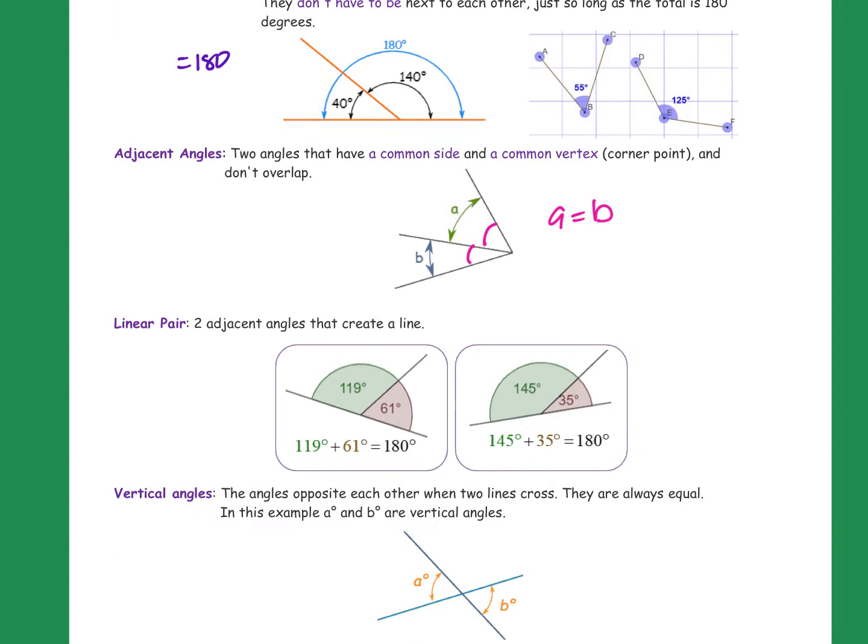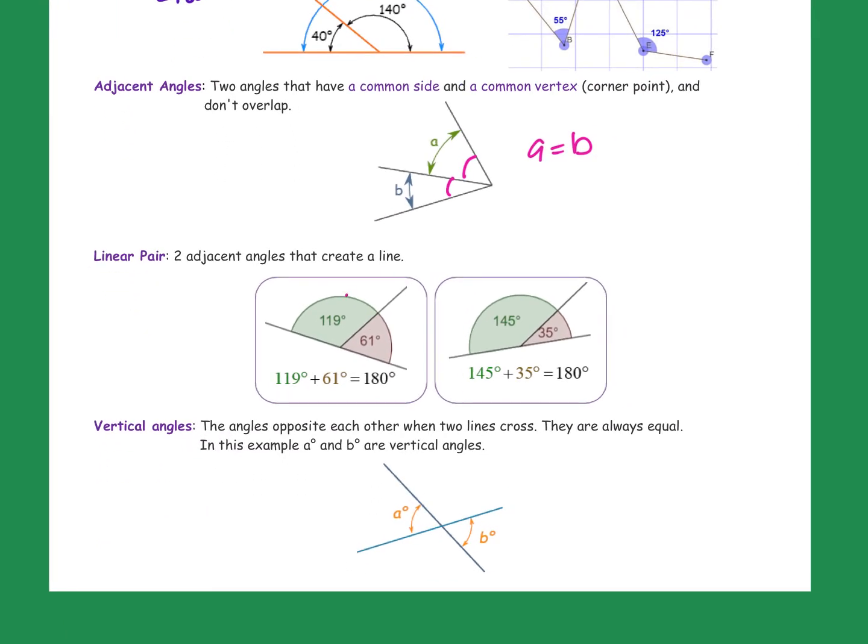And then a linear pair, if one is A and one is B, it would be A plus B equals 180. So you have to remember that. And on vertical angles, A equals B. So sometimes we have to remember which ones equal each other and which ones equal 180 or 90. Okay? So now we're going to go on to the work.